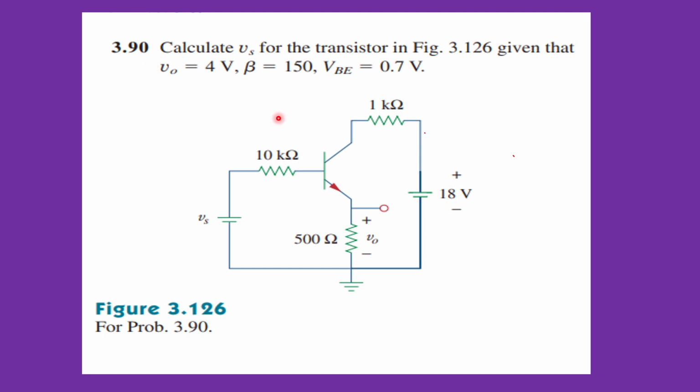Alexander Sadiku. So this is a problem related with the transistor, and given V0 as 4 volts, beta as 150, VBE as 0.7, we are asked to calculate Vs. Okay. So this is the circuit given.